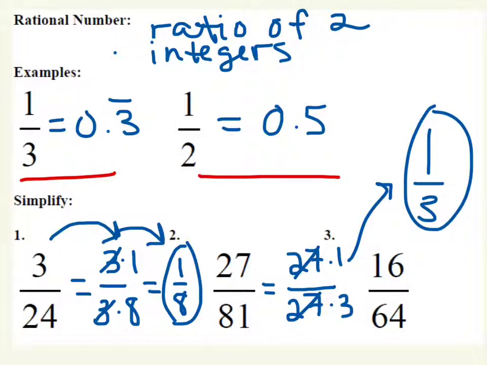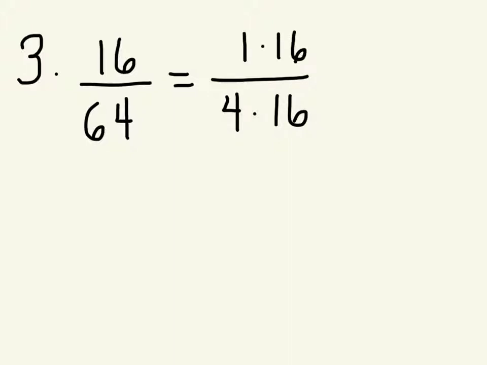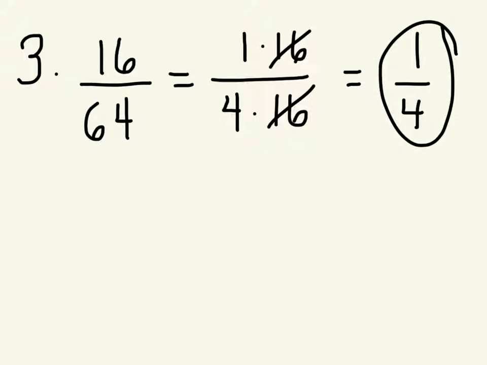Number 3, 16. Again, the denominator is equivalent to 4 times 16. And in the numerator, we still have that 16. So we're going to cancel the 16s and recognize that 64 was equivalent to 4 times 16. Therefore, the common factor of a 16 cancels. What factors are we left with? We're left with a 1 on the top and a 4 on the bottom. That's why our fraction reduces to 1/4.